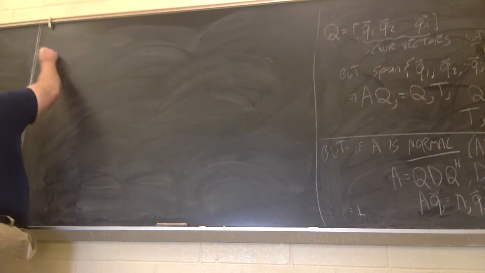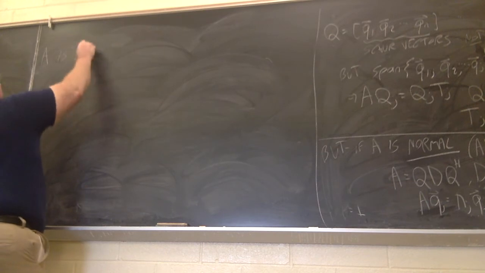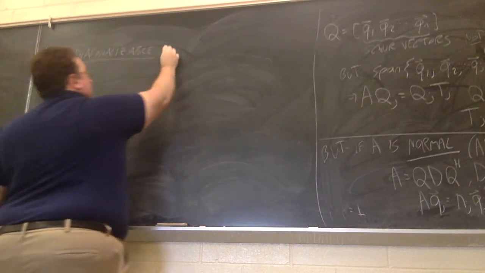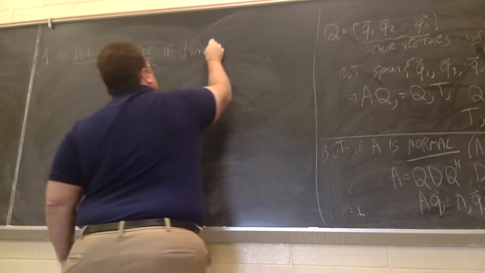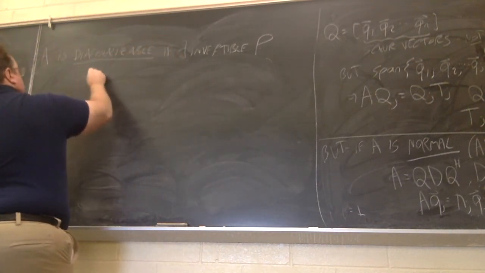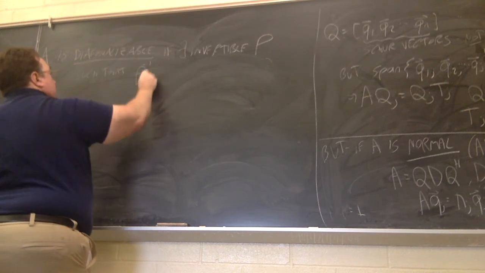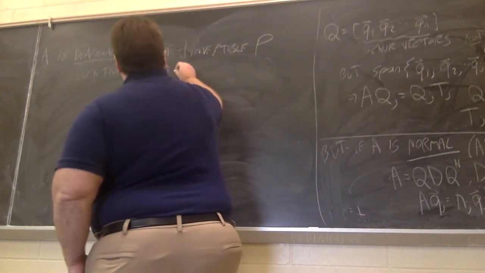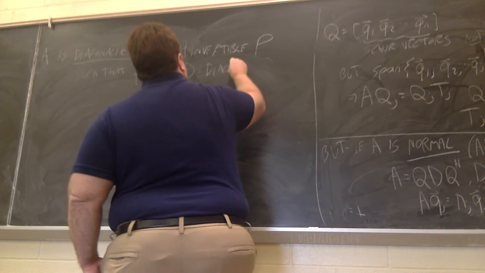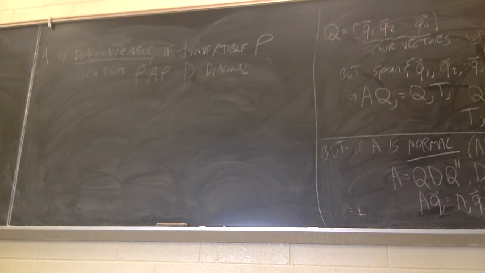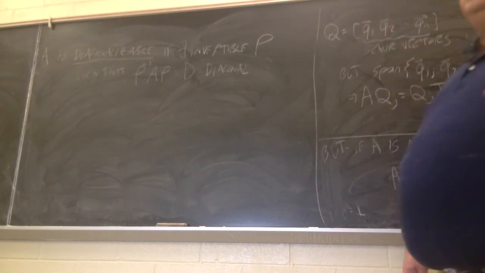Now, a square matrix A is said to be diagonalizable if you can find an invertible matrix P such that if you carry out the similarity transformation, P inverse AP is some diagonal matrix D. In other words, if it's possible to perform a similarity transformation that reduces A to diagonal form, we say that A is diagonalizable. So what we've just done here is we've diagonalized A.